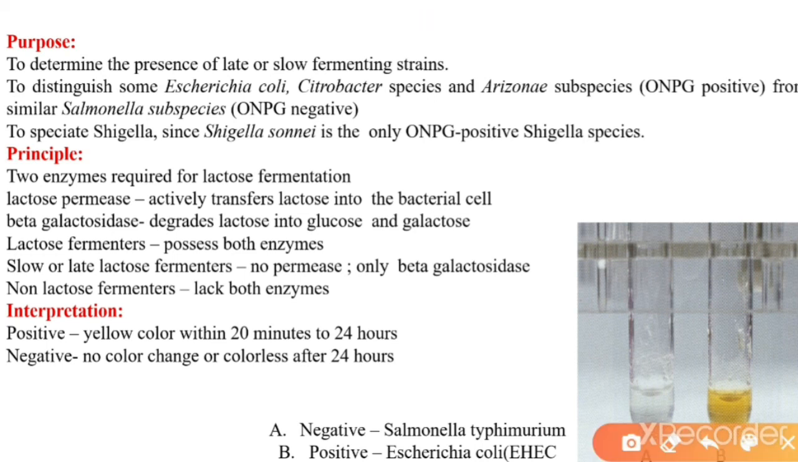We can observe this test. Now in the first test tube, there is no color change. In the second test tube, there is a color change. So the first test is negative for Salmonella typhimurium. Second test is positive for the Escherichia coli, which is ONPG positive.